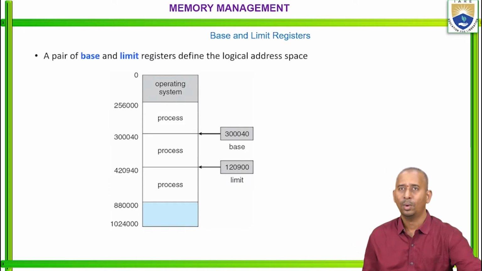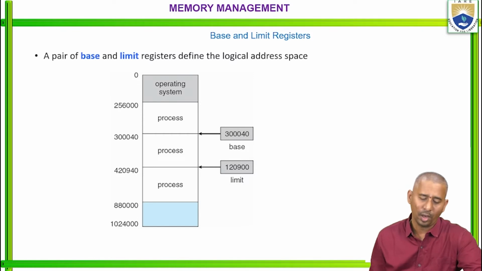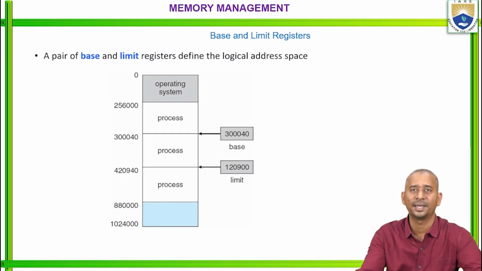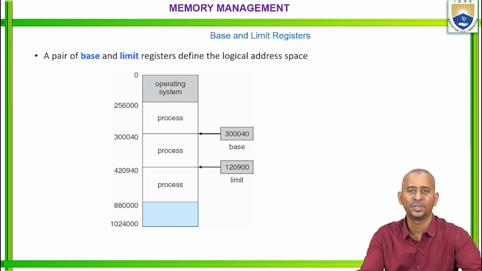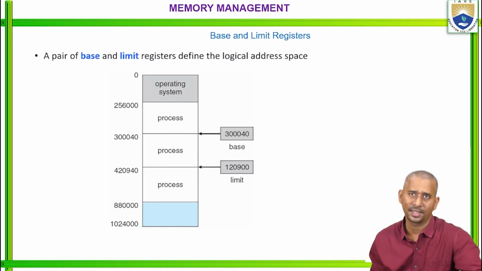Then coming to what the base and limit registers are. The pair of base and limit registers always defines the logical address space. We know we have two categories of address spaces: logical address space and physical address space. Logical address space is also called a virtual address space; physical address space is also called a real address space, right? So the base and limit registers define the logical address space.